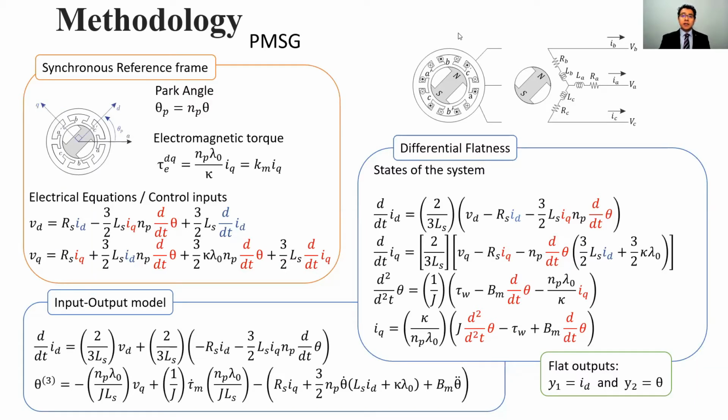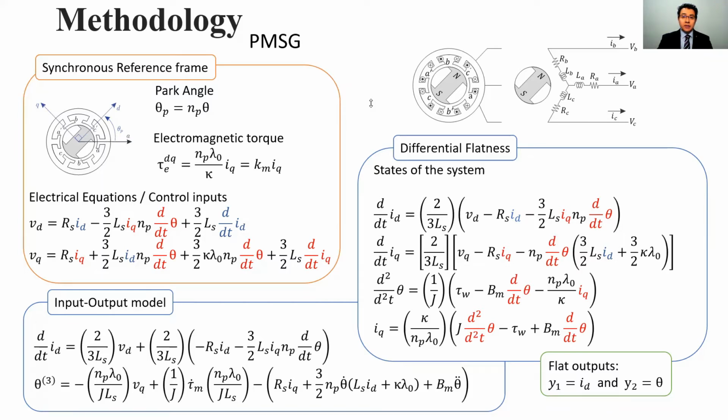We model the permanent magnet synchronous generator in the synchronous reference frame by applying the Clarke transformation followed by the Park transformation to the electrical equations in the abc reference frame, or natural reference frame, determined by Kirchhoff's laws. The Park angle is just the product of the angular position and the pole pair number. Notice the simplicity of the electromagnetic torque expression. It is quite similar to the electromagnetic torque of a DC motor.